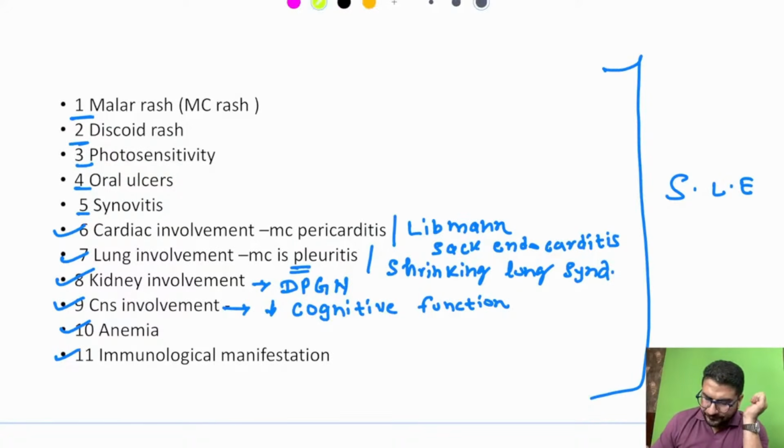So I repeat, what they ask you in exam: most common cardiac manifestation is pericarditis, but in exam what's important? One-liner, Libman-Sacks endocarditis. Most common in lung will be pleuritis. In exam they ask you shrinking lung syndrome. In kidney most common manifestation will be DPGN. Then there will be decrease in cognitive function. There can be anemia and immunological manifestation.